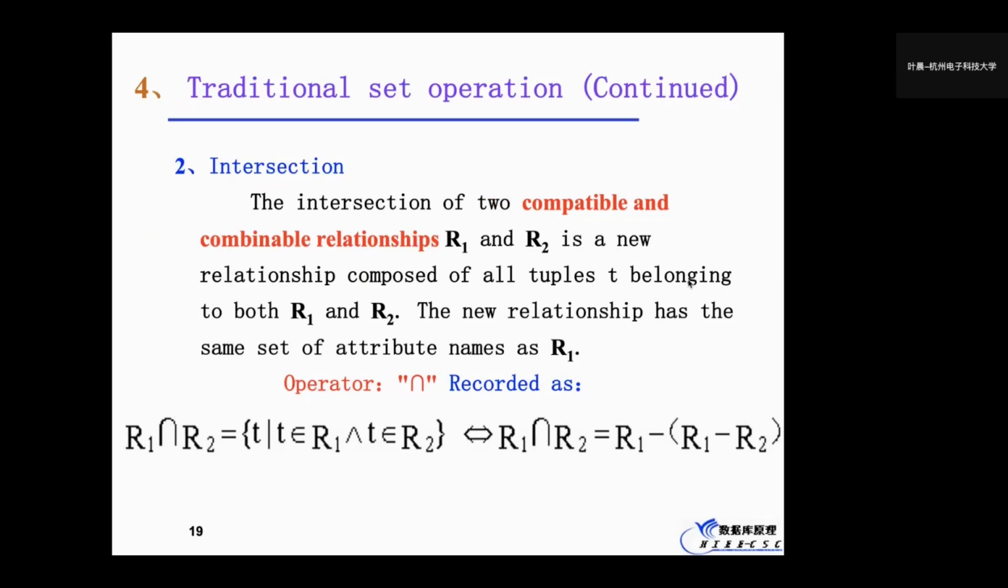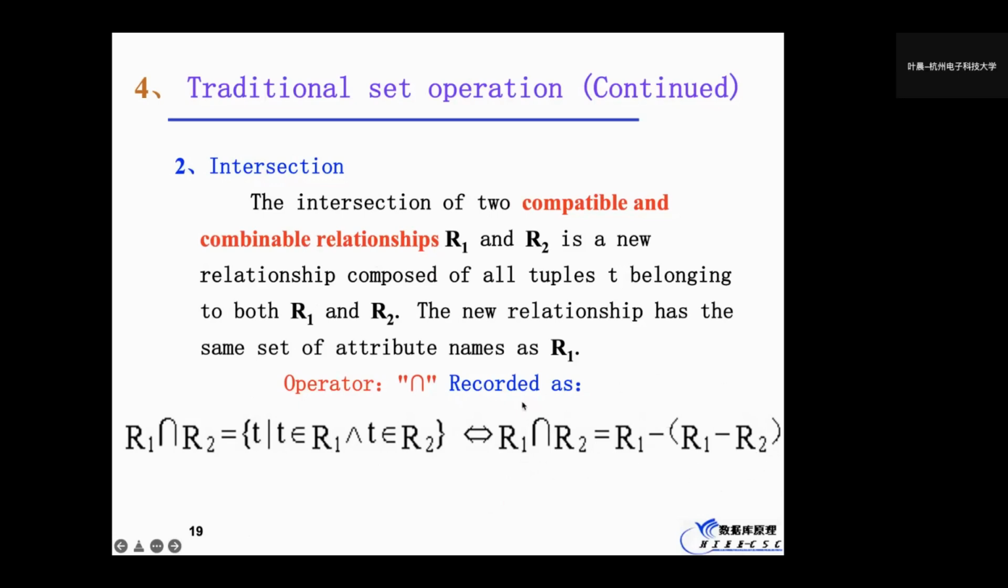After that, the intersection of these two relations is a new relation composed of all the tuples t which belong to both R1 and R2. The new relation has the same set of attribute names as R1, and the operator is recorded like this. It means the tuples should belong to R1 as well as R2. We can also write it in another format.